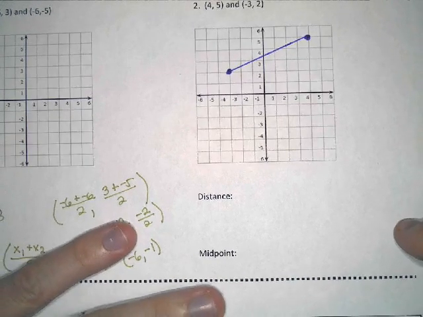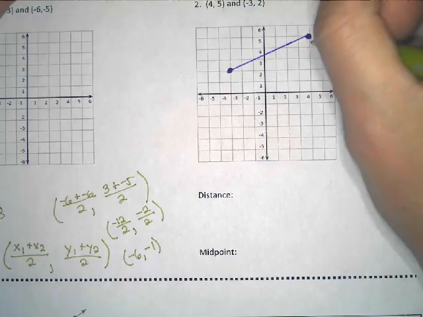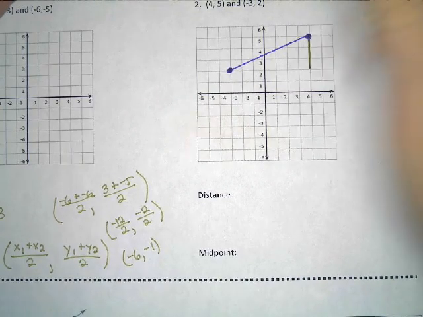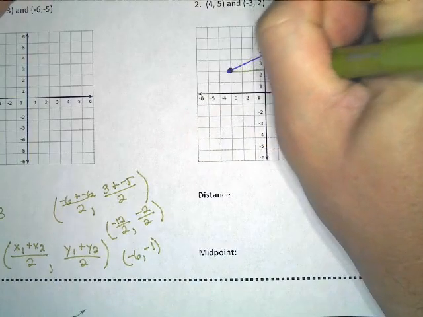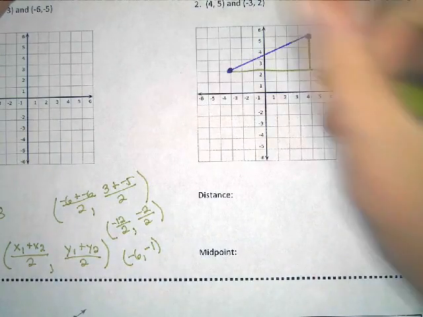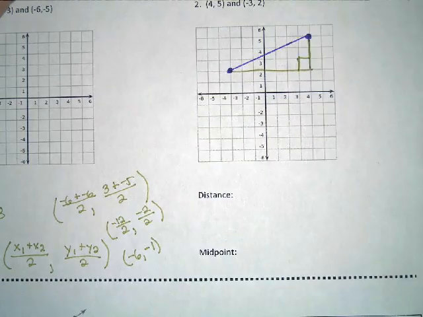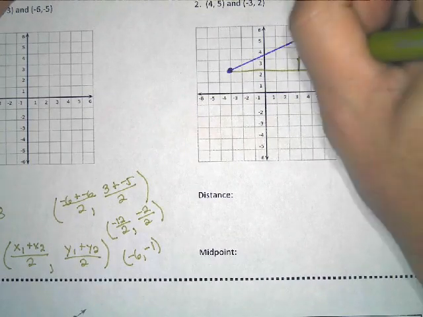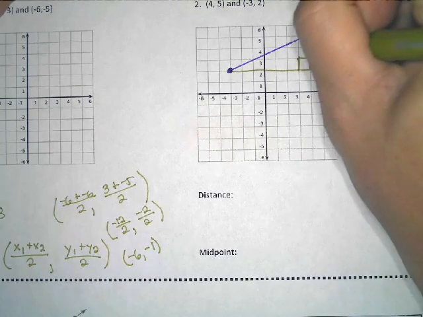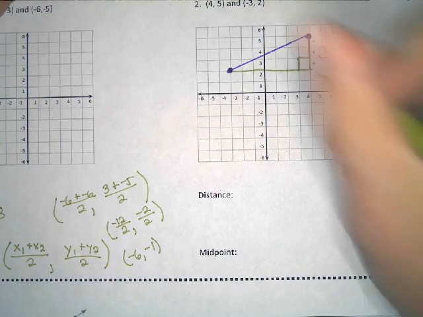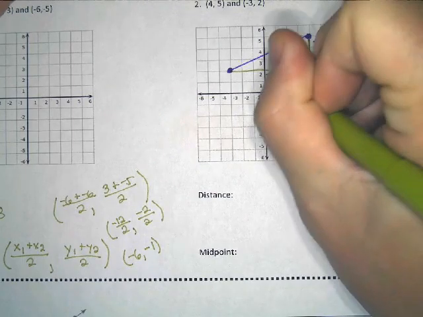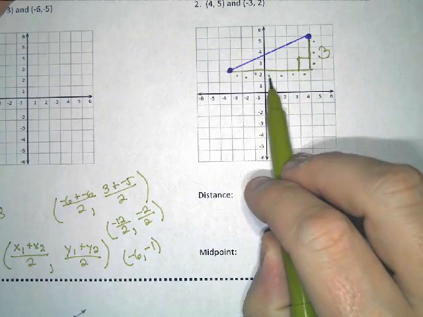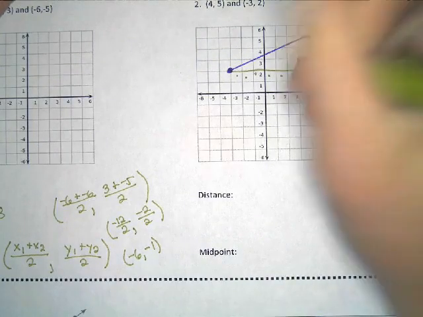So to find the distance, we are going to go ahead and make a right triangle. We made a right triangle. Now figure out how high and how long it is. So we have 3 high and 1, 2, 3, 4, 5, 6, 7 long.